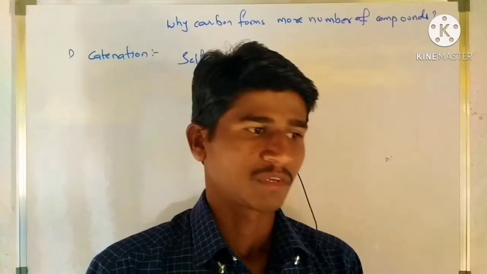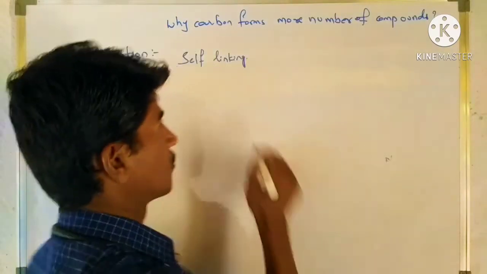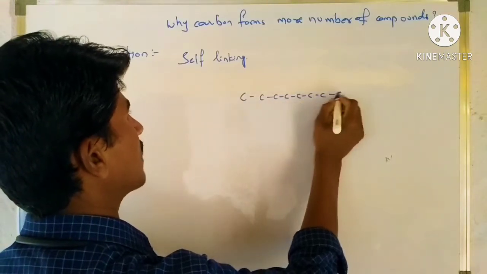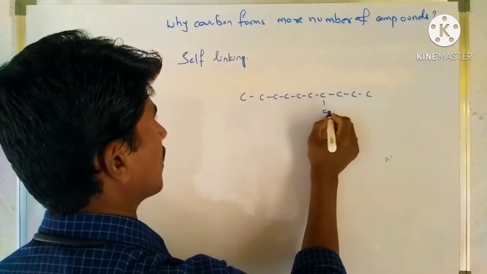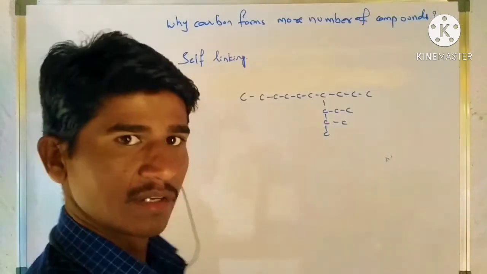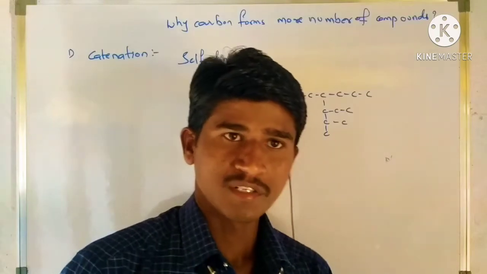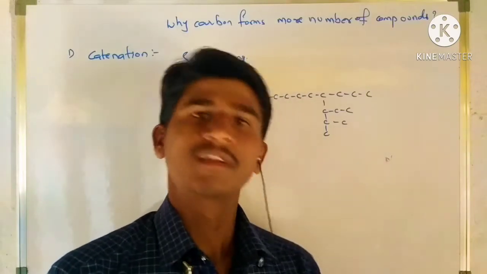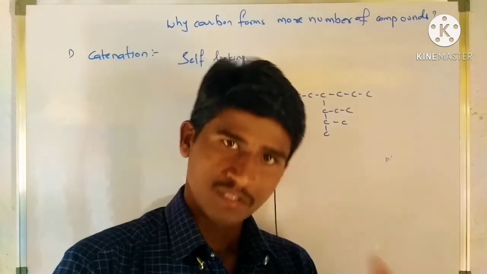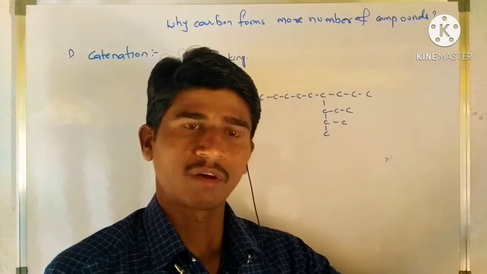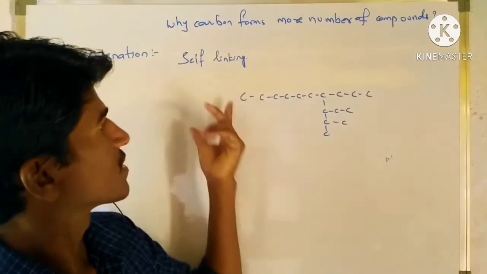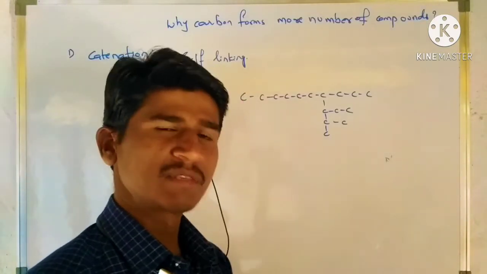For example, one carbon atom is there. Now the carbon is combined with another carbon and another carbon. Like that, it forms a continuous chain-like structure, and not only chain-like structures, it also includes branches. So catenation is the self-linking property in which an atom of an element combines with atoms of the same element in a chain-like manner, forming long chains as well as branches. Here carbon is combined with another carbon, meaning self-linking.